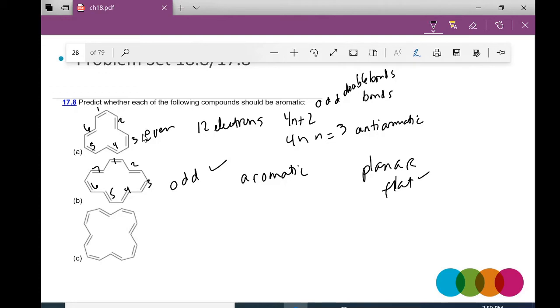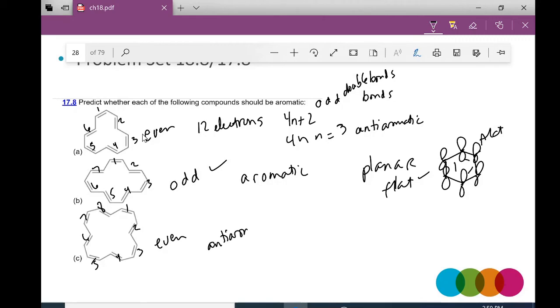So what about this one? Well, let's go back and look at benzene again. That's another thing about benzene: benzene is flat. It's flat in order to allow these p orbitals to overlap. In order for them to overlap, the molecule must be flat. So let's look at this one. 1, 2, 3, 4, 5, 6, 7, 8. That's an even number of double bonds, and so that would be anti-aromatic.